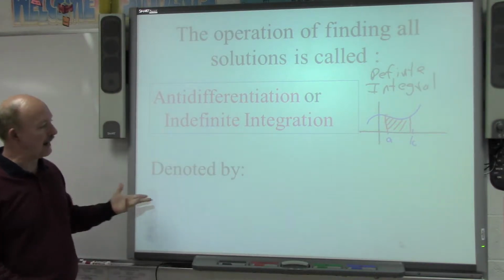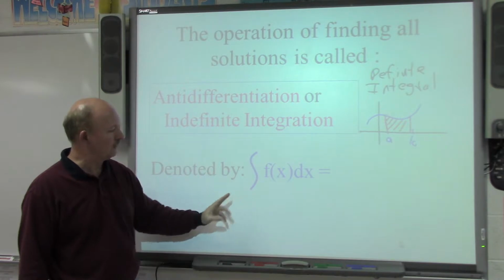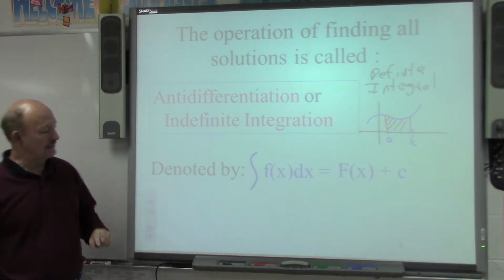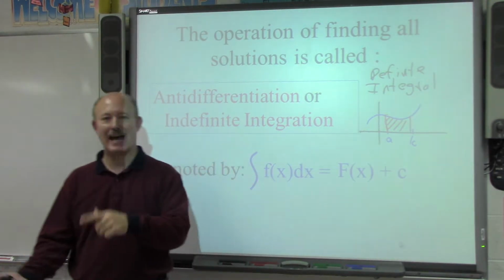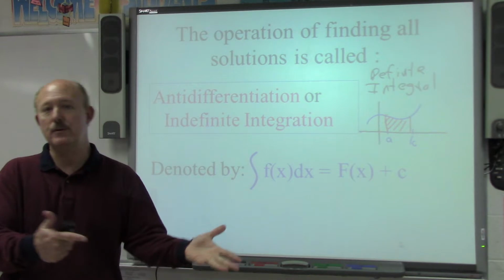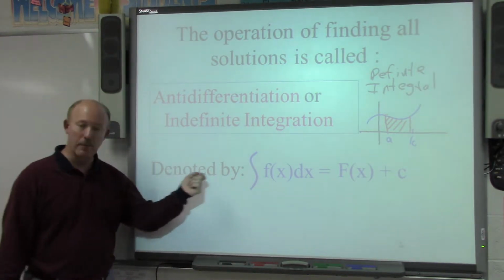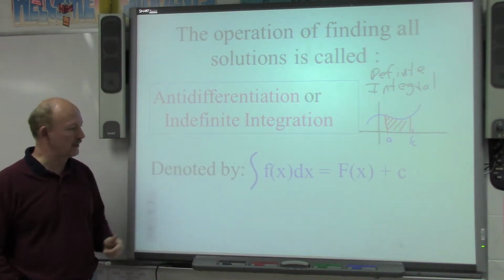All right, denoted by this expression right here. This here is called the integral symbol. So the antiderivative of f of x dx is equal to capital F of x plus c. So you're going to find your antiderivative, what would have been the original function if you were finding the derivative, right? Okay, plus c.